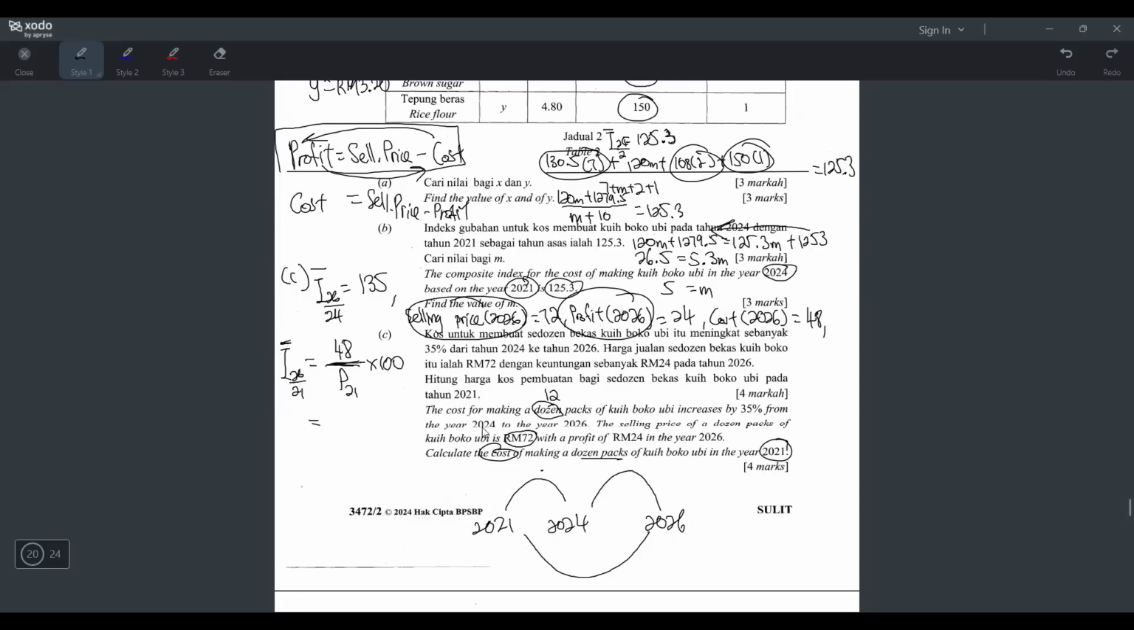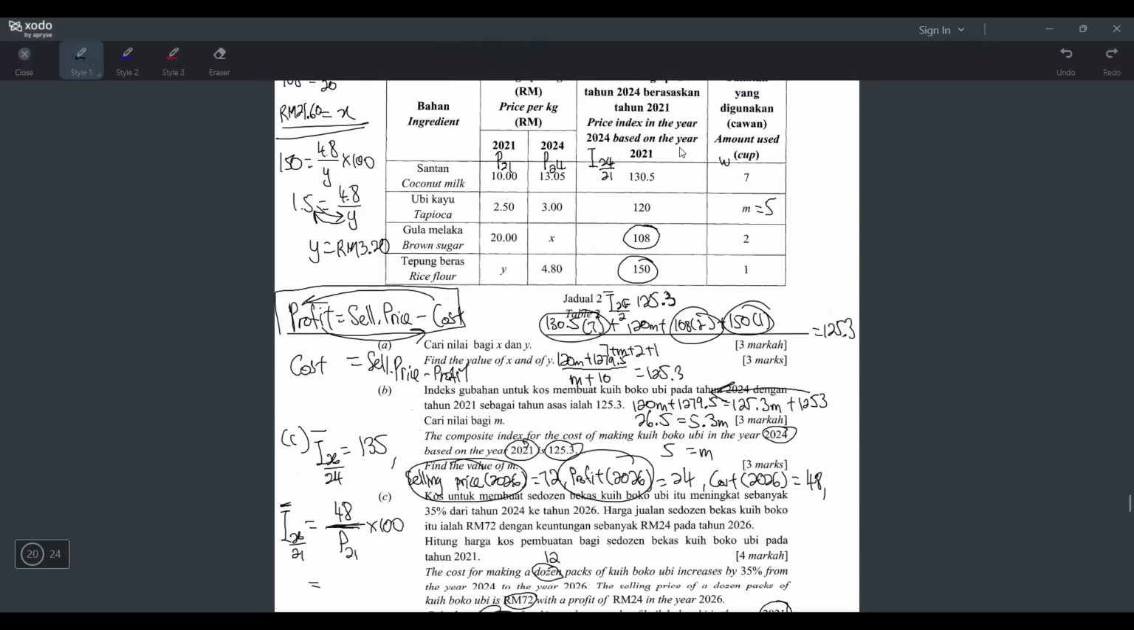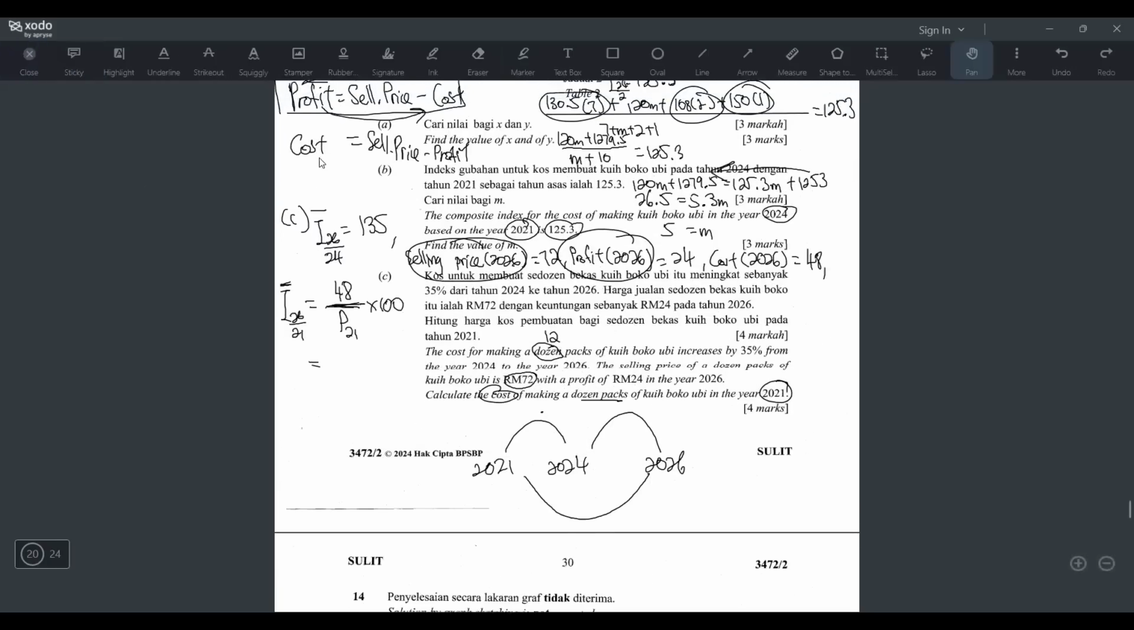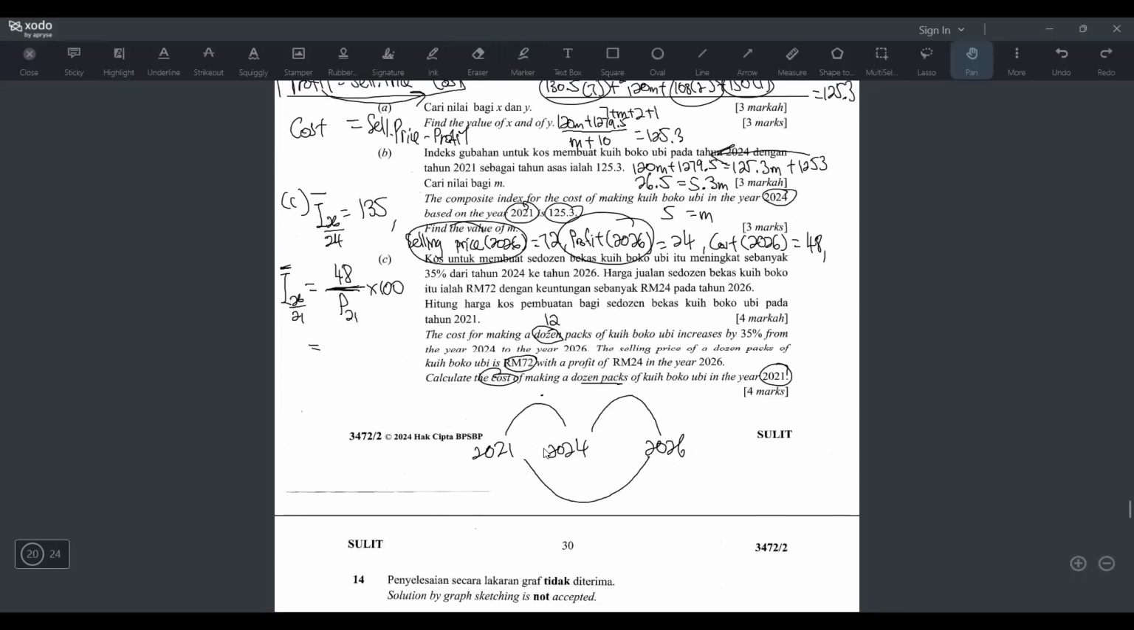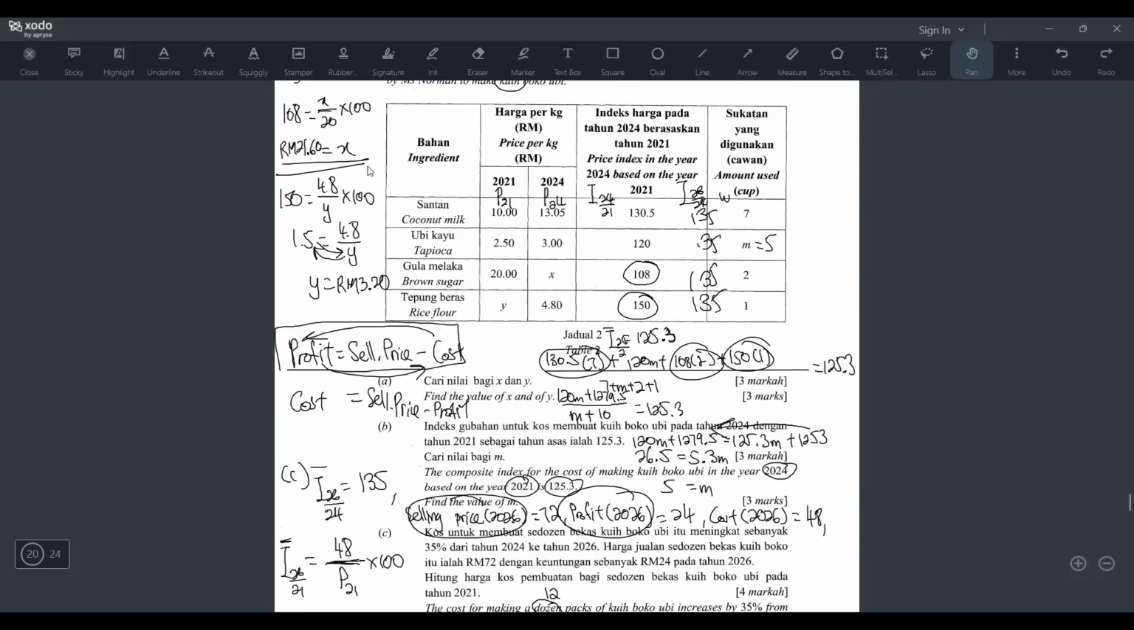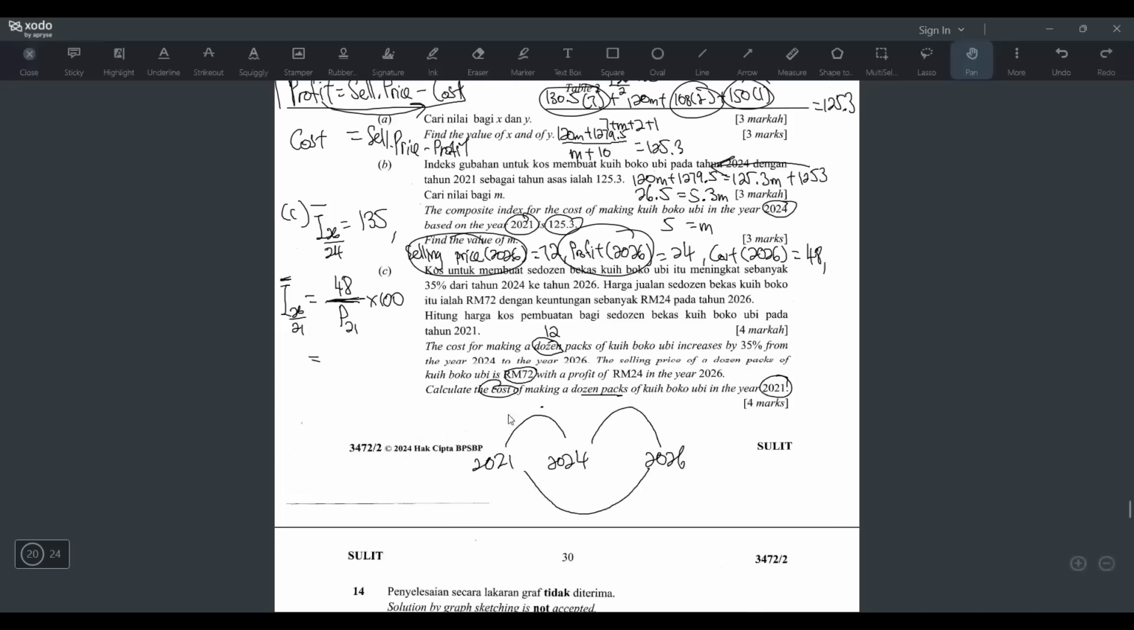For 24 to the year 2026, all the ingredients increased 35%. It means the I for 26 24 are all the same: 135, 135, 135, 135. That's why the average is also 135, and the composite is also 135. So for this case, you can actually just use the composite index and put it inside here, right? But I want you to know something. If all these numbers are not the same, for example this one 135, this one 120, this one 180, all not the same, then you cannot do it like this already.